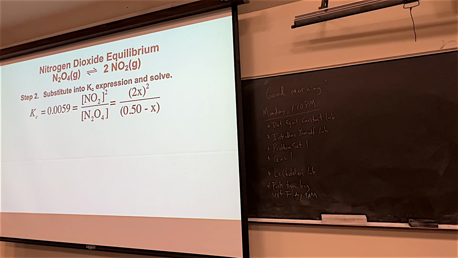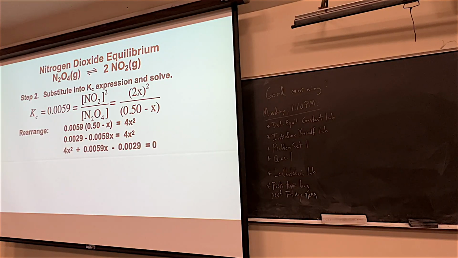Now, if you've taken math before, this probably looks familiar because you've got a number and several terms with X, and you can solve these kinds of problems. You want to solve for X. If you rearrange it a little bit, (2X) squared is 4X squared, and you've got to get all the X's out of the bottom, so you want to multiply both sides by 0.5 minus X. When you multiply both sides by 0.5 minus X, this part goes away, and on the left side you've got the K value times 0.5 minus X.